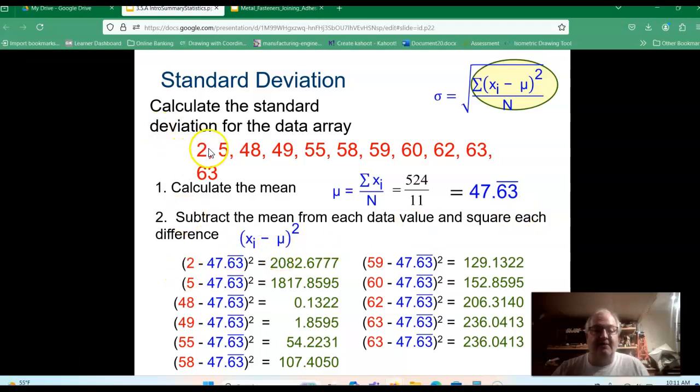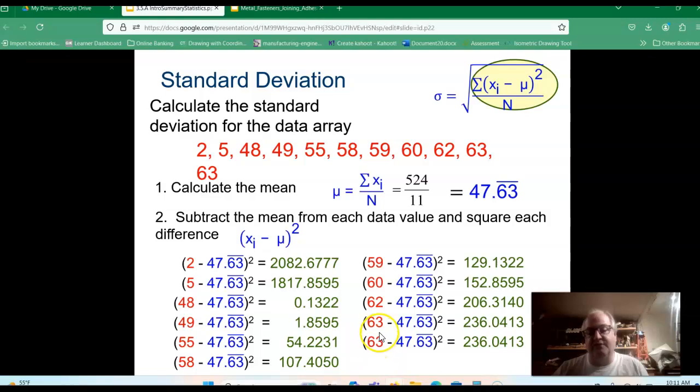Here we're taking the value of 2, and we subtract the mean from it. Then we square it, and we come up with this number. Here we take the next number in our data set, 5, and we do the same thing. 48, do the same thing. We have to go back and do this on each and every one of the numbers in our data set, and you'll see all of these coming out. Notice here we've got the 63 occurring twice, and we are doing it both times, so make sure that you do that both times.